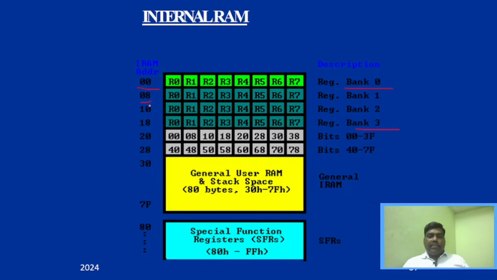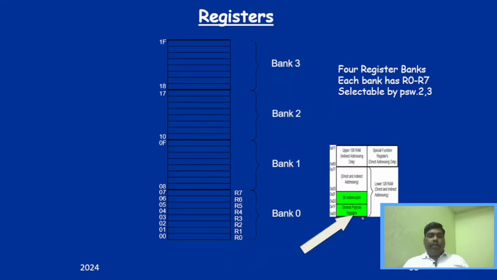And the byte address you can see here, right? And similarly, this is 16-bit addressable, and this is general purpose registers. And this is the upper 128-bit RAM, where the memory location starts from 80H to FFH, and this is allocated for special function registers. And you can see here we have 3 different registers.